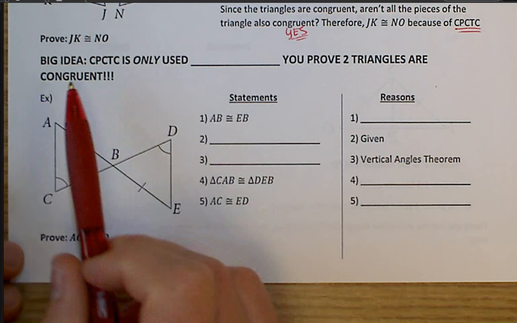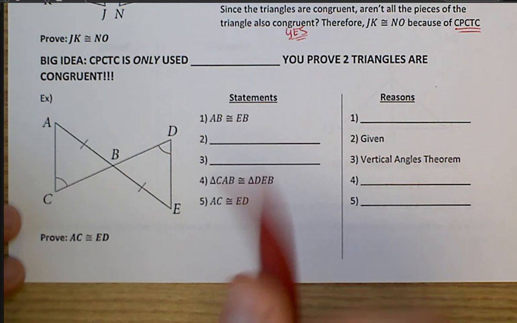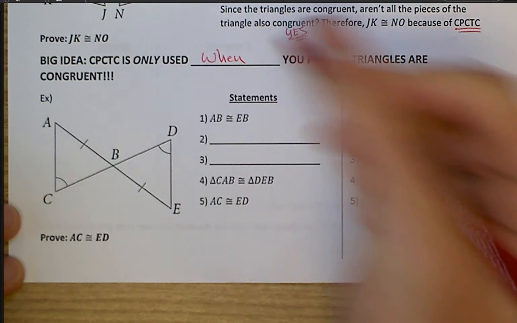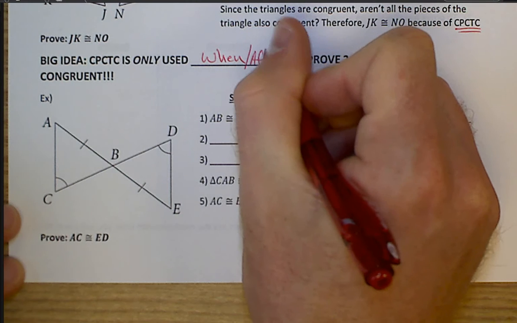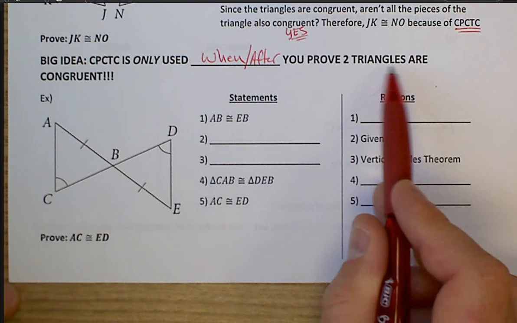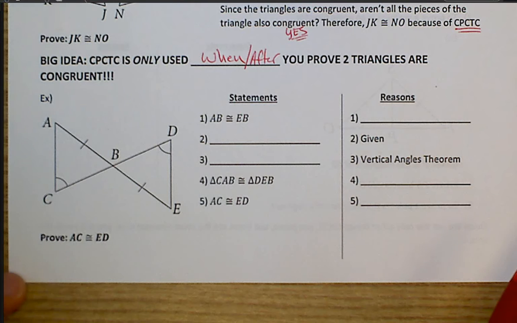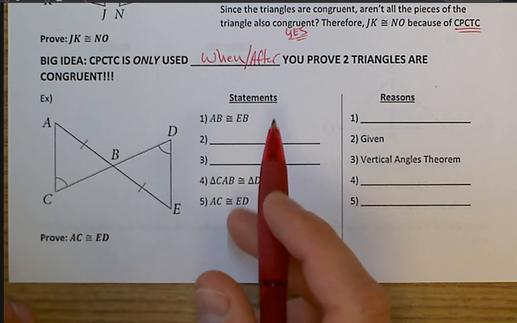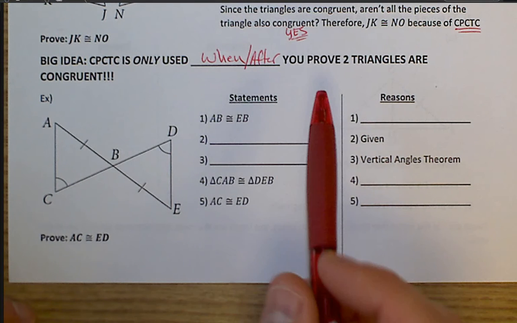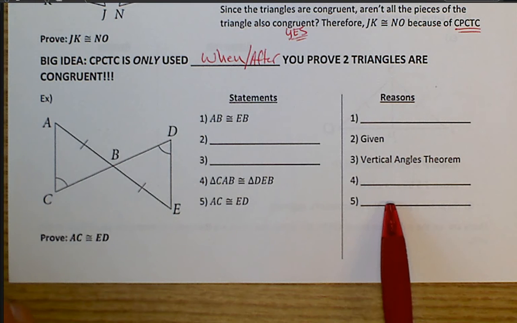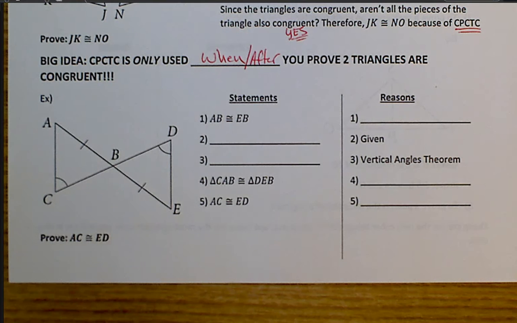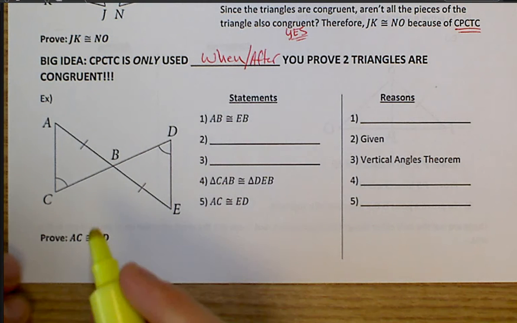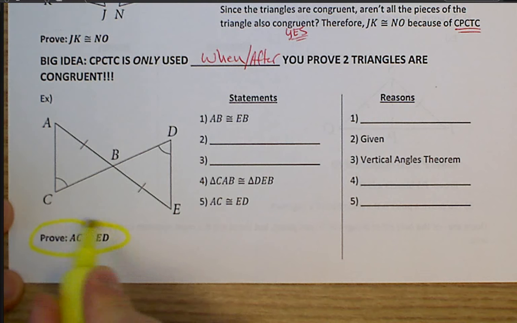Big idea. CPCTC is only used when or after you have proved 2 triangles are congruent. So you're not going to do anything different than what you have been doing with proofs. All you're going to do is add an extra step. CPCTC comes at the end and will always be your last reason. Now, the first question I always get is, Mr. Skelton, how do you know when to use CPCTC? And you'll know right away, right here by the proof statement.